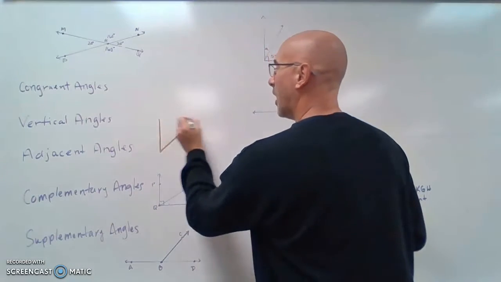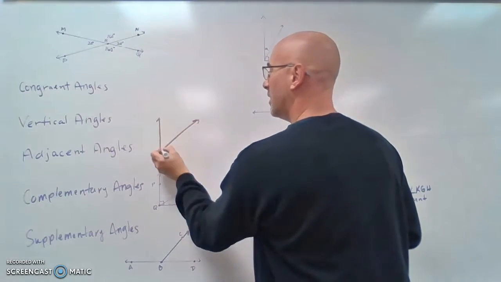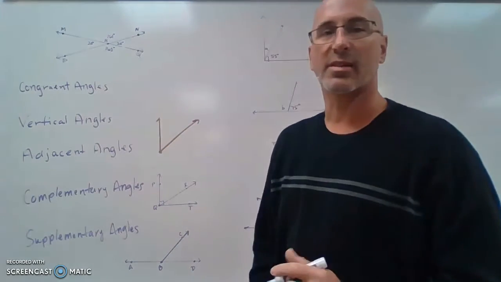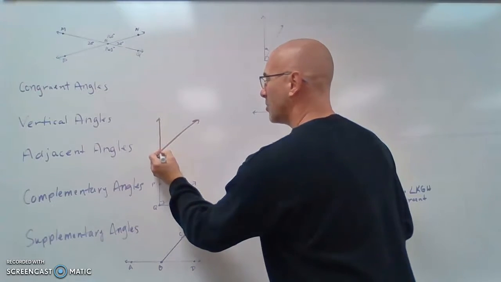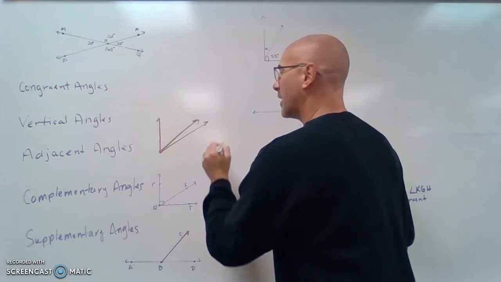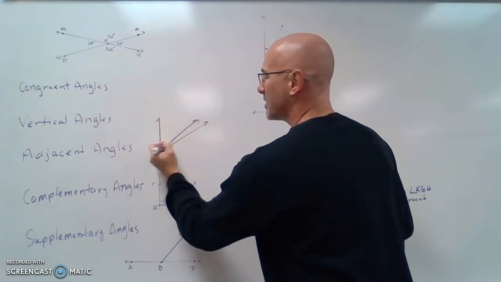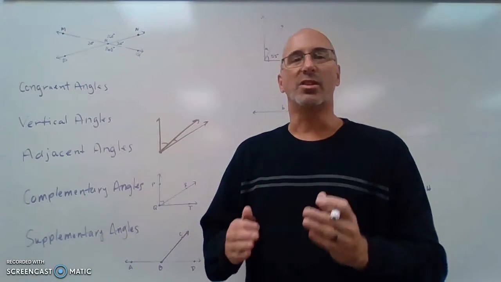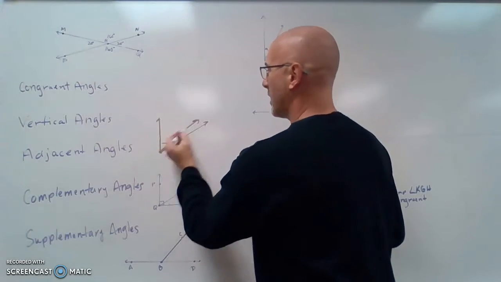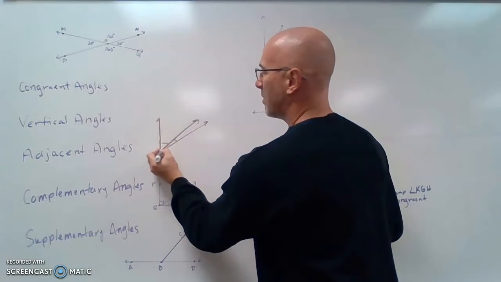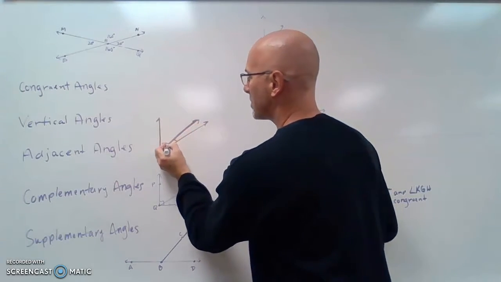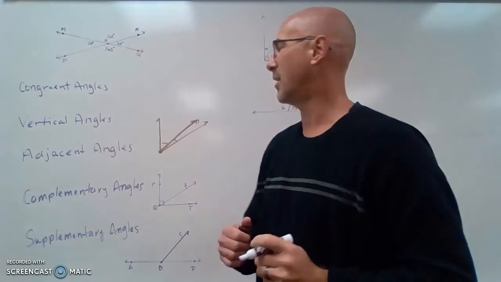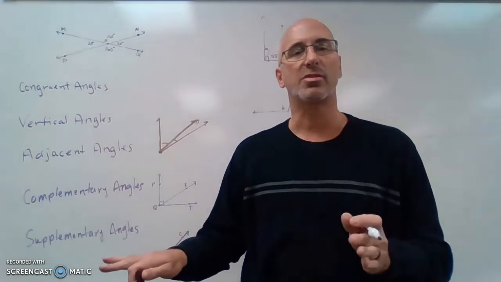So let me show you an example of that. I'm going to draw this angle and I have my vertex. And now I'm going to draw another angle right here. So I have this angle and this angle. They are adjacent because they are right next to each other. They share a vertex and they share this common ray. They are adjacent.